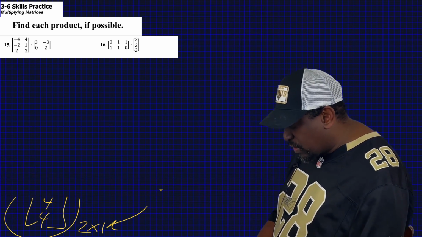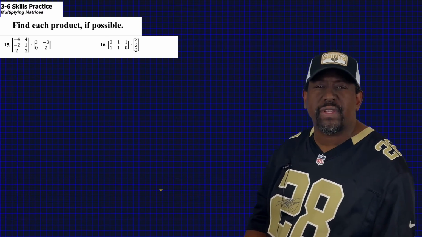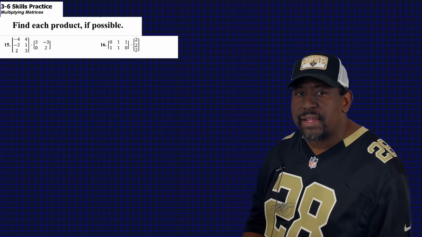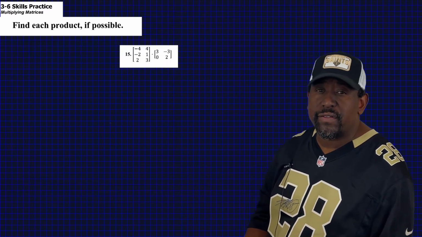So, we're done with that. Hopefully you're getting a more solid grasp of the concept of multiplying matrices. The more that you do, the more comfortable and the easier they become. And so, now we're going to go to another set of directions.